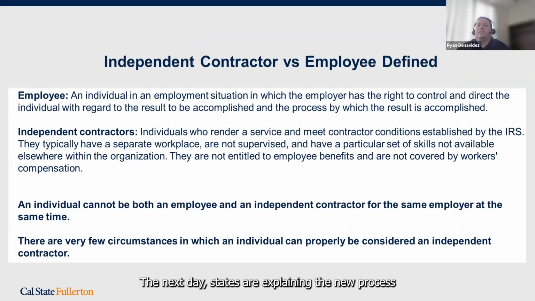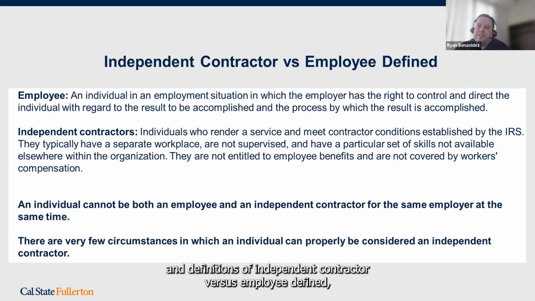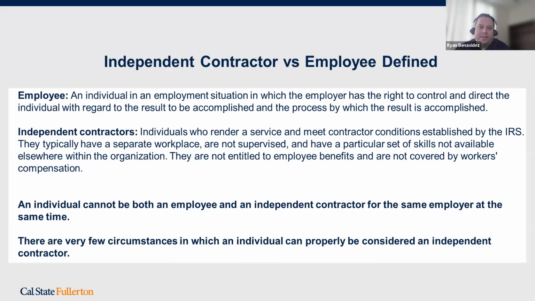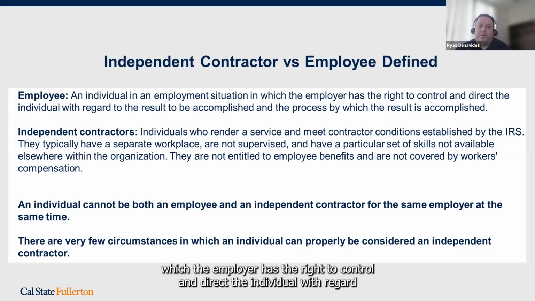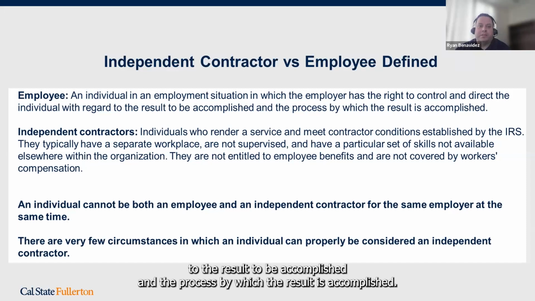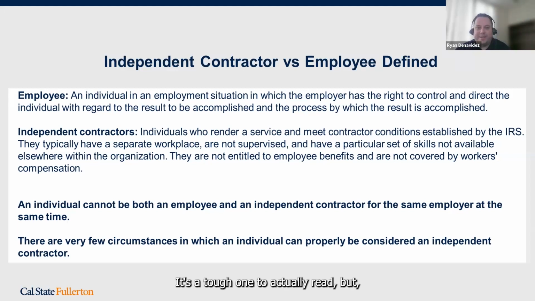The next three slides are explaining the new process and definitions of independent contractor versus employee. Employee: an individual in an employment situation in which the employer has the right to control and direct the individual with regard to the result to be accomplished and the process by which the result is accomplished. It's a tough one to actually read, but it gives an explanation of what an employee will be.